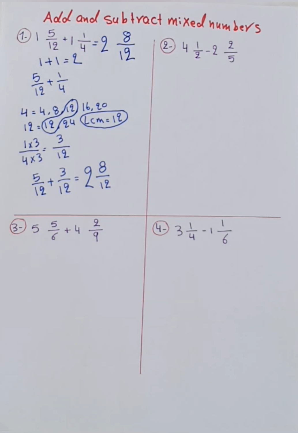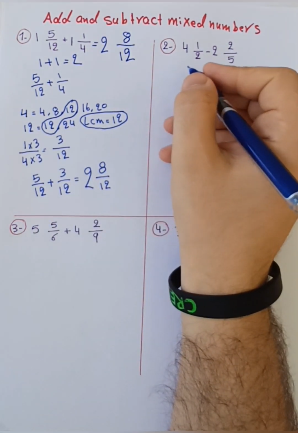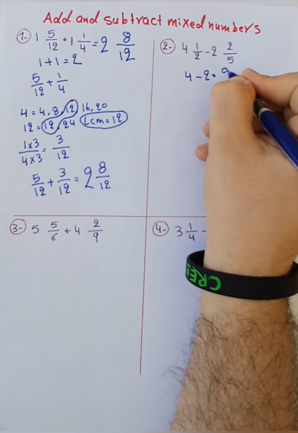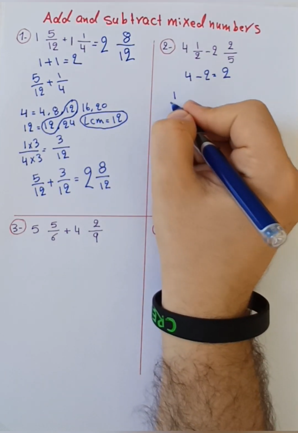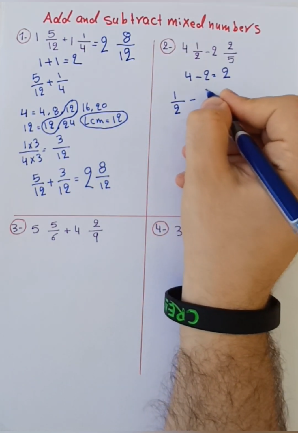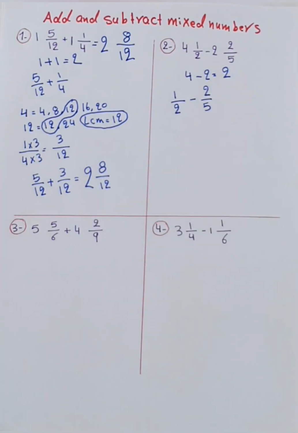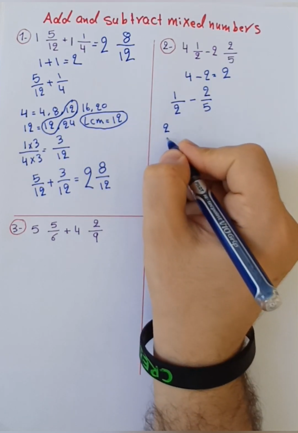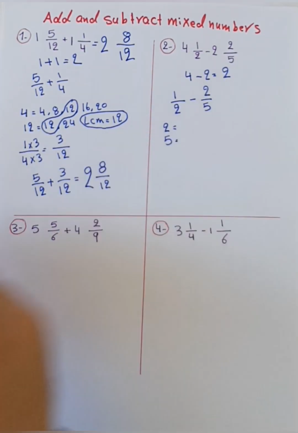Example number 2, we have 4 and 1 out of 2 minus 2 and 2 out of 5. We have subtraction. So we have to subtract the whole number first. 4 minus 2 equal to 2, and then the fraction 1 out of 2 minus 2 out of 5. We have different denominators, so we have to find the least common multiple first for the denominators and then change the fractions. We have 2 and 5. I'm going to find the least common multiple by the old way.